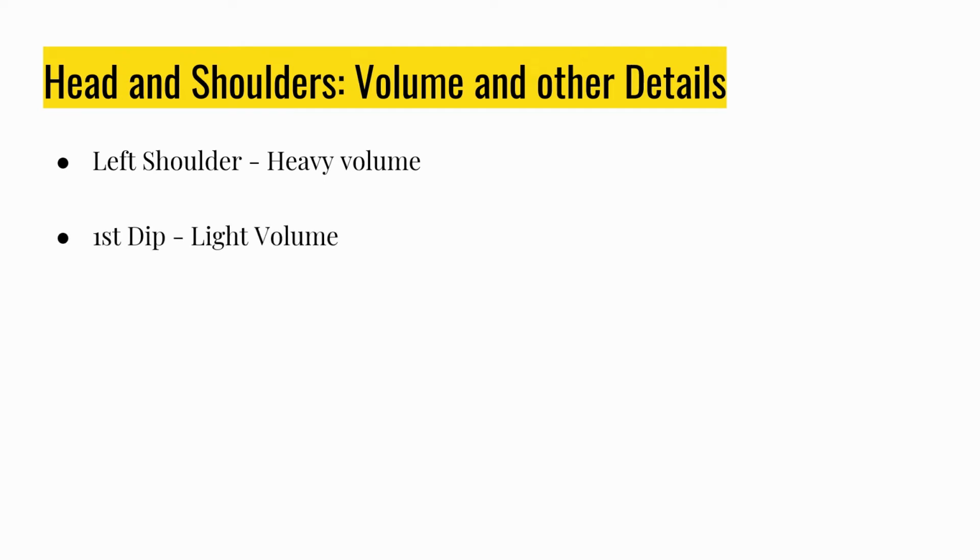Now, let's talk about volume and how it plays an important role into the head and shoulders pattern. The left shoulder should have heavy volume, as without any knowledge of the future, it just seems like an ordinary uptrend. The first dip should have less volume because once again, without any knowledge of the future, it just seems that price may be dipping to fix the oversold condition and correct different technical indicators.